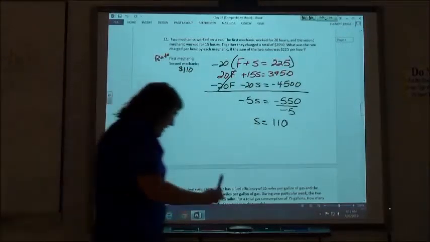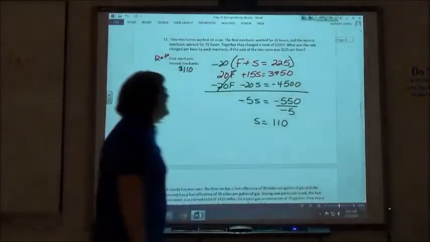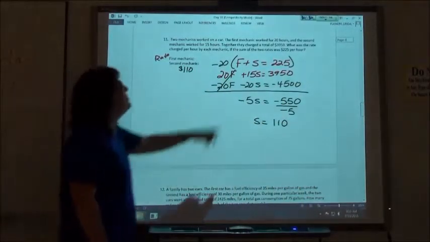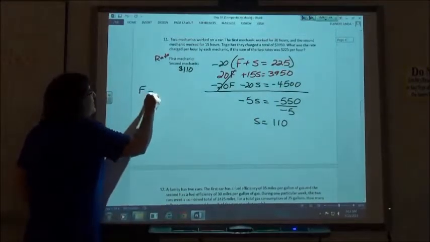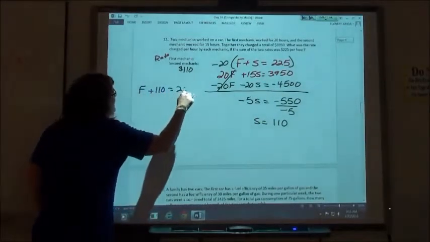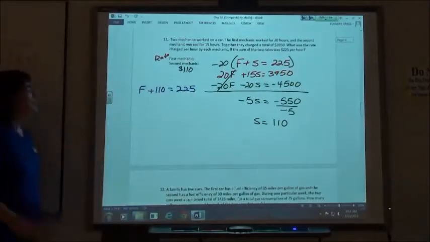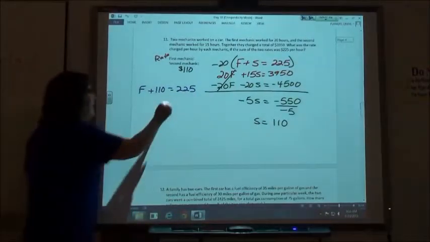I should have been a mechanic. Second one made 110. We knew the first plus the second was 225. So how much did the second one charge? 150.